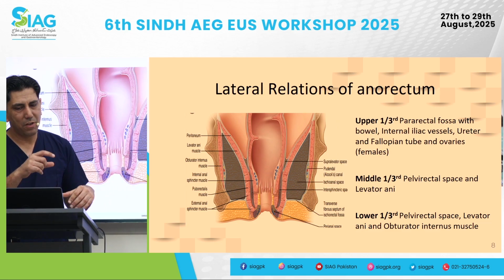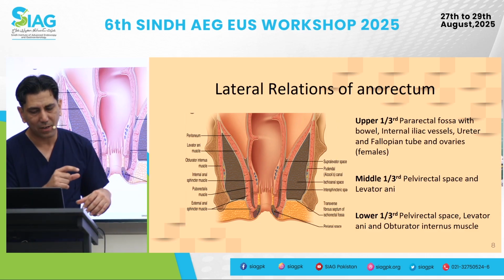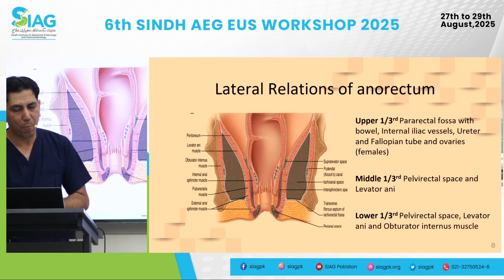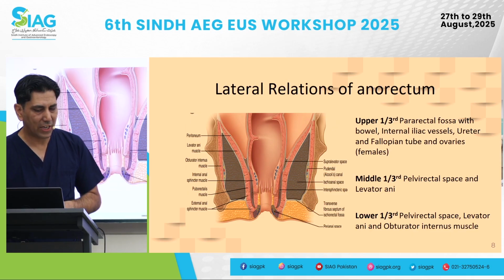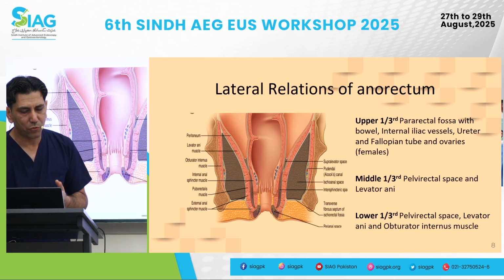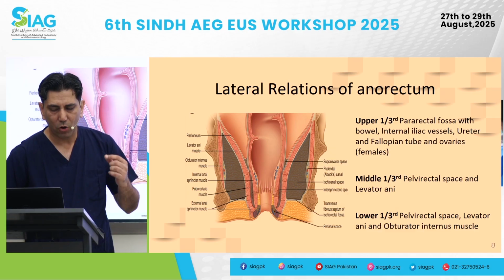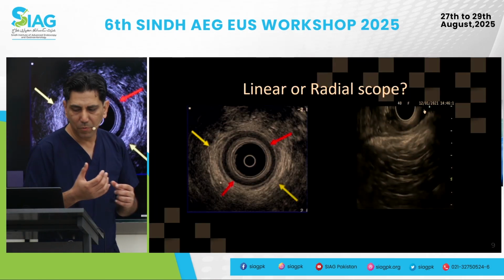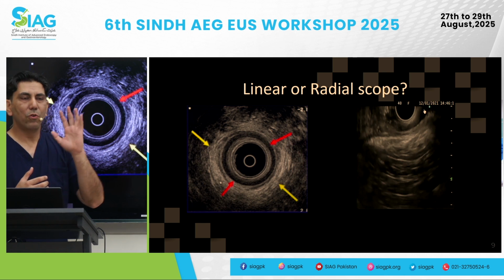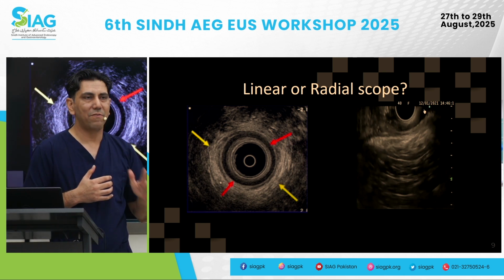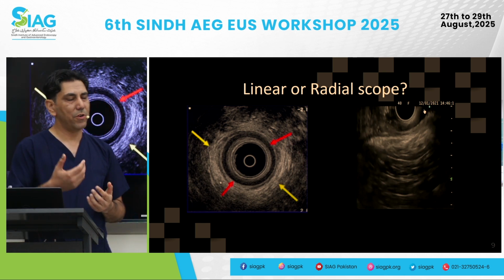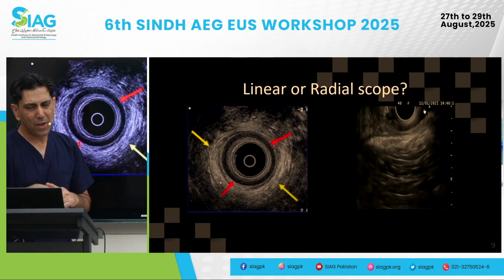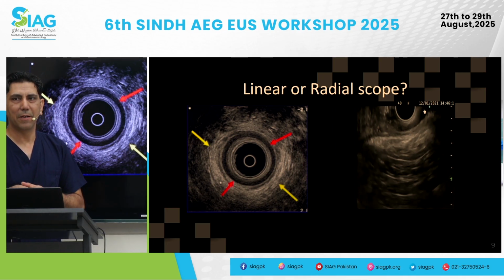And in the lower third, when we're coming toward the anal canal, you have the pelvic rectal space with the levator ani and obturator internus muscles, which again, as we know, should appear hypoechoic, or darker, as compared to the mucosa. So you all know the 4 or 5 layers that we look at when we're doing the esophageal ultrasound. What scope should we use when we're doing the rectal?